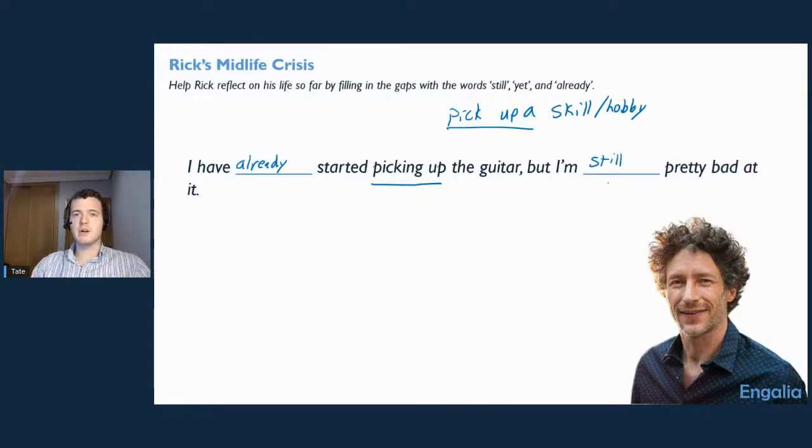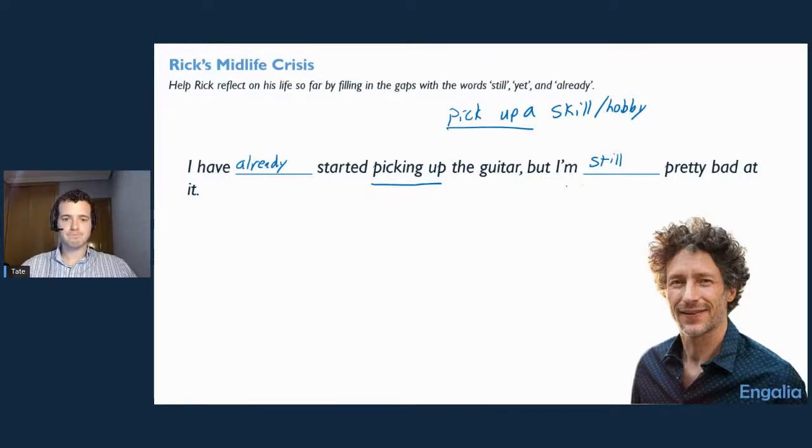Now, notice here, before we talked about this word still, and we said that it's something that happens, something continues longer than expected. Here we don't have the present perfect tense. Notice that we don't have that here, no present perfect, but we still can use the word still, right? We can use it in any tense that we want. We've just been focusing on the present perfect today, right? So, excellent. I've already started picking up the guitar, but I'm still pretty bad at it.